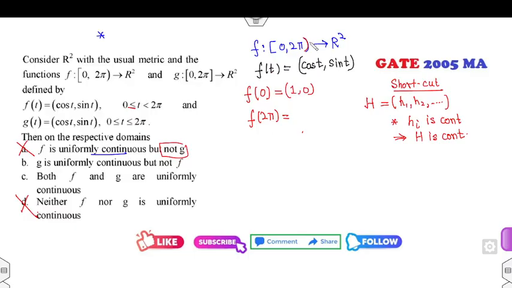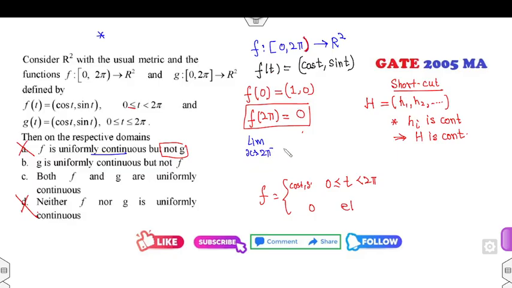Now, 2 pi is not part of this domain. That means whenever t is defined in this case, the value will be cos and sine. Otherwise, it's 0, so this part will be 0. Now, how can you check the continuity? We will see about 2 pi negative and 2 pi positive. If we obtain both the limits as 0 comma 0, because it's a 2-tuple, I can say 0 comma 0. What is the value at 2 pi negative? 2 pi negative lies in this case. 2 pi positive is also 0 comma 0.